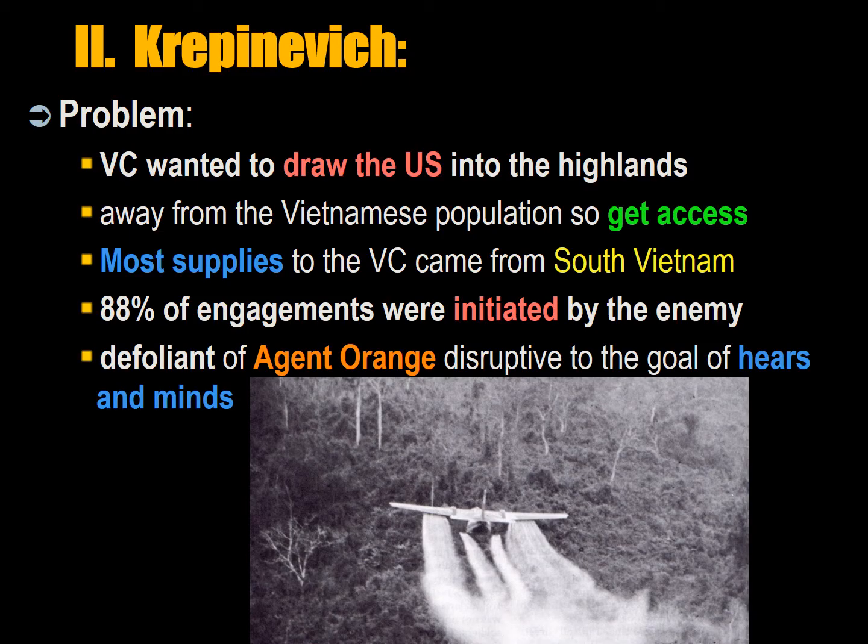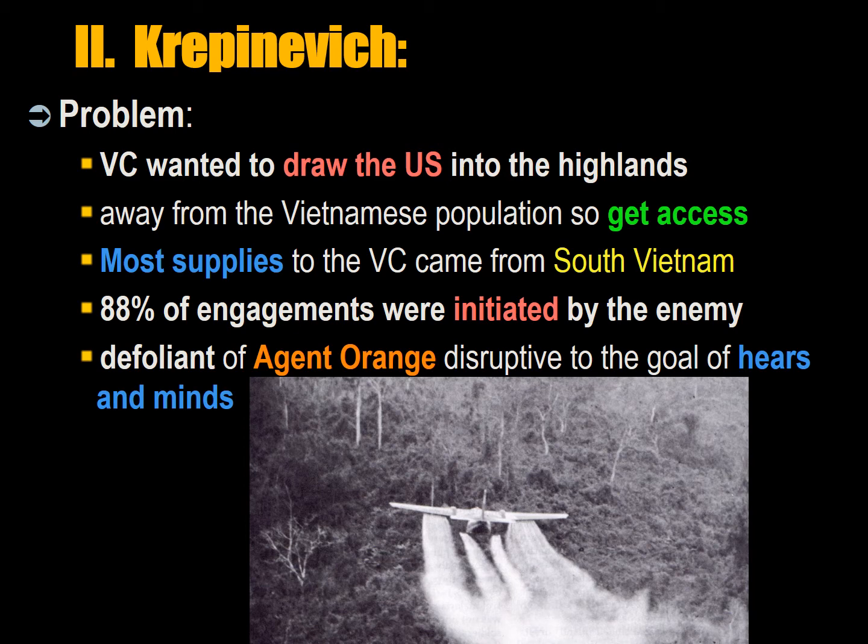Now, Krepinevich argues that the problem was that the Viet Cong wanted to draw the U.S. forces into the highlands away from the Vietnamese population so that they could get access to the population for recruitment. Most supplies to the Viet Cong actually came from South Vietnam. This is not the same for the North Vietnamese army, which had tanks and artillery, and they got their supplies from the north. 88% of engagements between the U.S. and the Viet Cong were initiated by the Viet Cong because they were lightly equipped and better knew the territory, and they had intelligence from the local population because they had contact with the local population.